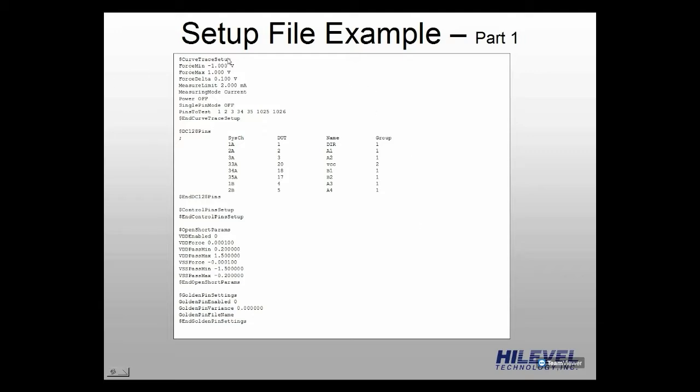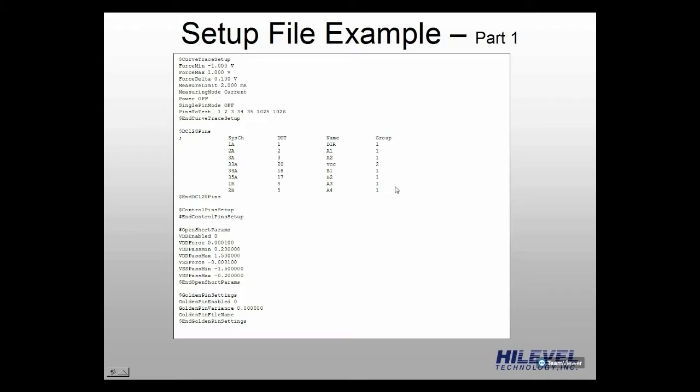Each section starts with a keyword, then a list of parameters, and another keyword at the end, denoting the end of the section. Next, we have the pin list, showing all of the pins defined for the test. We see the system channel, the DUT pin number, the pin name, and the group.